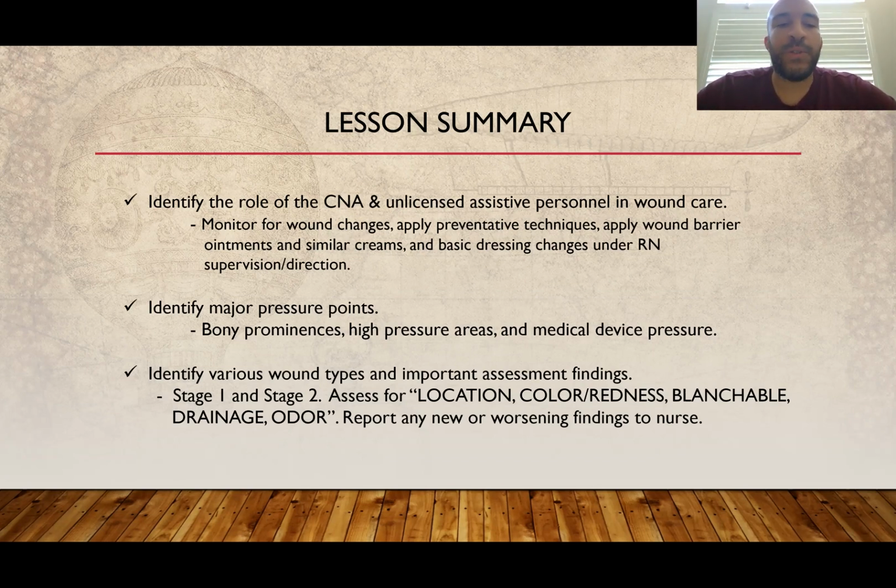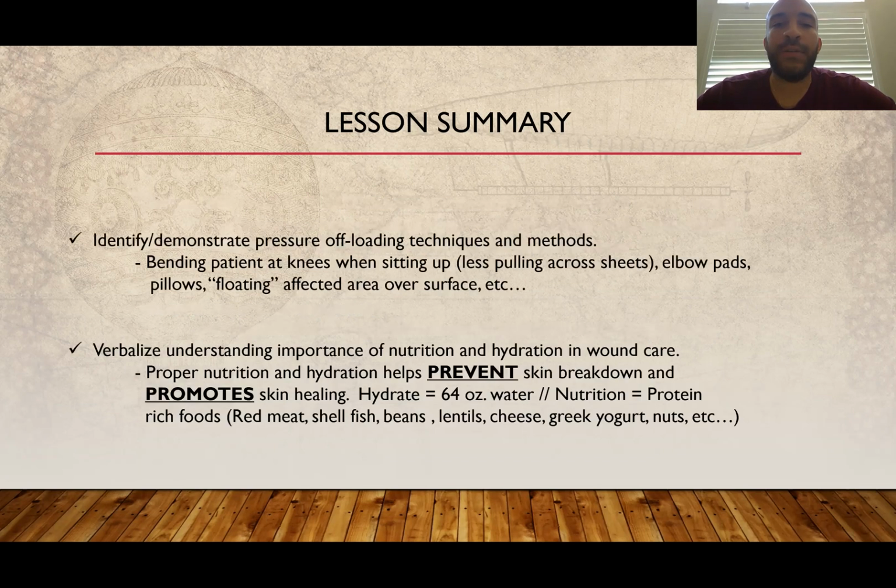Our third objective was to identify various wound types and important assessment findings. So we talked about stage 1 and stage 2. We also talked about stage 3 and stage 4, but specifically stage 1 and 2. And we talked about specific things to look for, and those were the location of the wound, the color or redness of the wound. Is that area blanchable? When I press it with my thumb, does it turn white or does it stay red? We also talked about drainage coming from the wound. And remember, we talked about which stage may or may not have drainage, and that was stage 2. It said may or may not under our description. And also odor. If there's an odor coming from the patient where the wound is, then there's likely some dead tissue. And dead tissue occurs with stage 4.